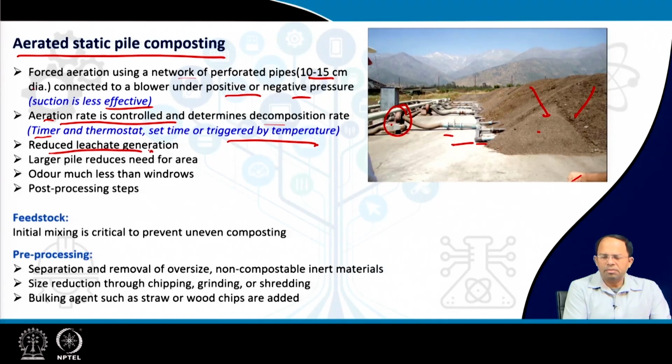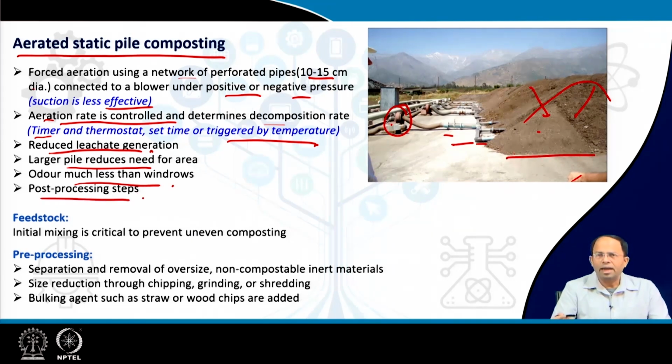This aerated system results in lower leachate generation compared to the other one. A larger, higher pile could be created, as you can see over here, which means the total area requirement would be less. Odor is much less because we are using aeration. Post-processing steps also need to be there, because this kind of pile is not broken up, so you will see a lot of large particles remaining at the end of the composting process. There has to be post-processing to remove these larger particles, and then either put them back into the composting process or send them to an RDF facility and so on.